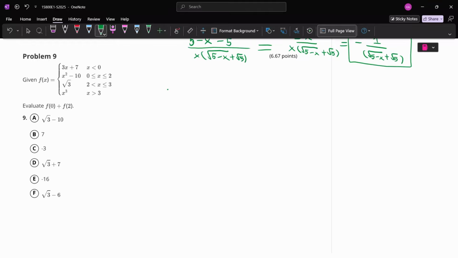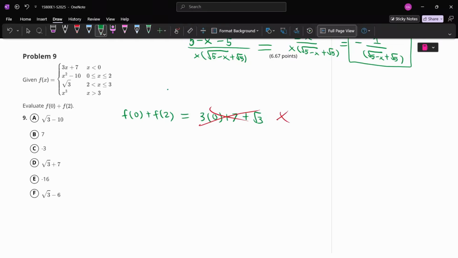So it might be easy to end up with an expression where you could say f of 0 plus f of 2. You might make the mistake and say that this is going to be equal to 3 times 0 plus 7 plus the square root of 3. This is wrong, because that doesn't include the 0 and 2 case.